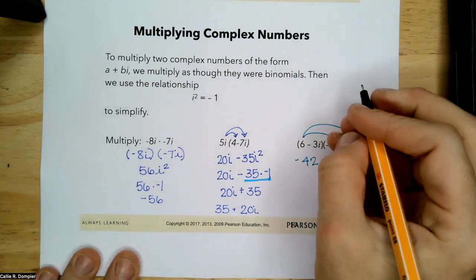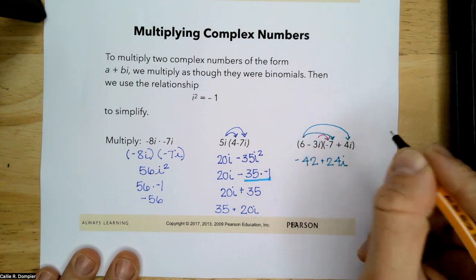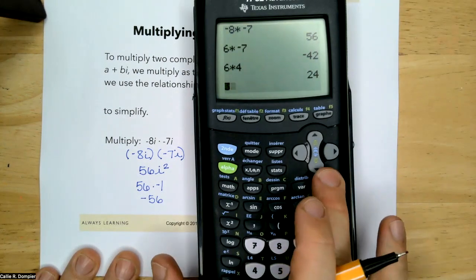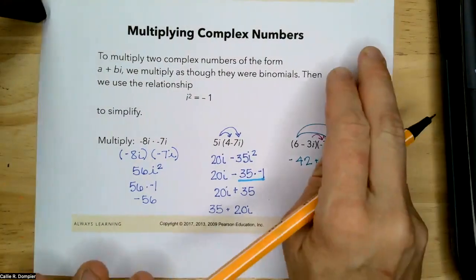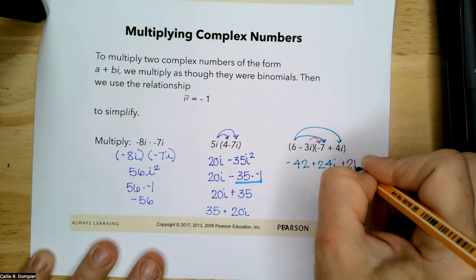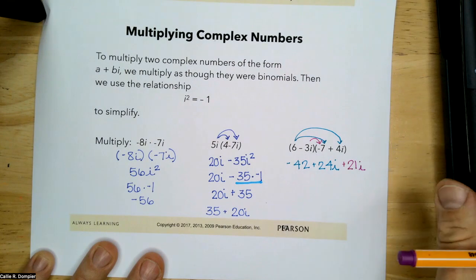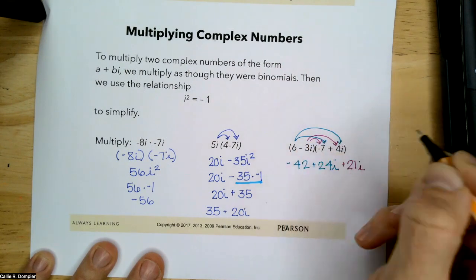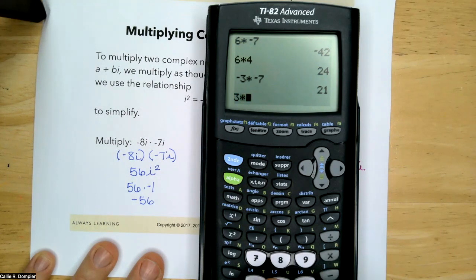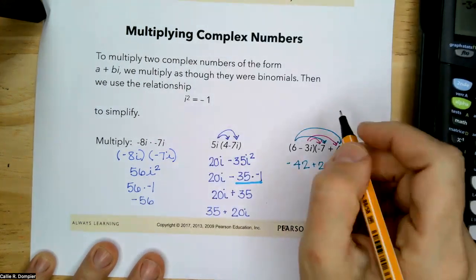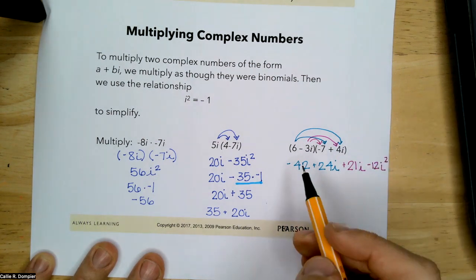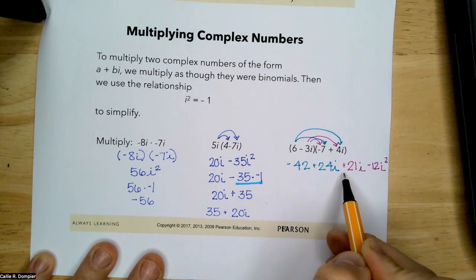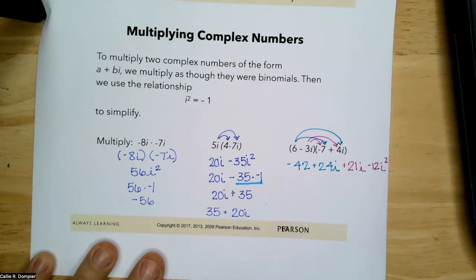Now, -3i times -7. -3 times -7 is positive 21. There's an i with the 3, so I'm going to put an i with the 21. And now we have -3 times a positive 4. A -3 times a positive 4 is going to be a -12. And then there's an i times an i, so I'm going to call it i squared.